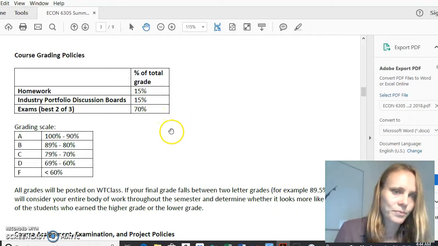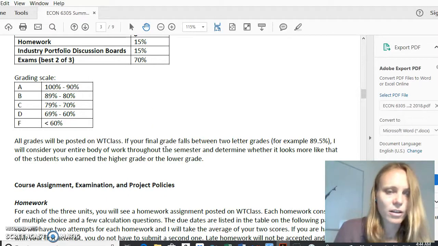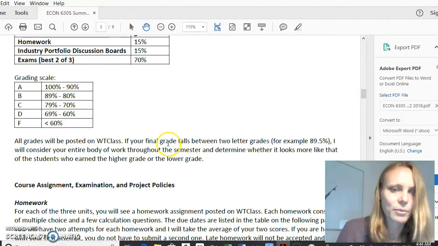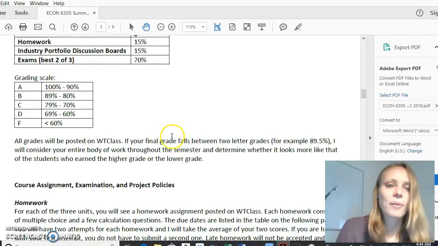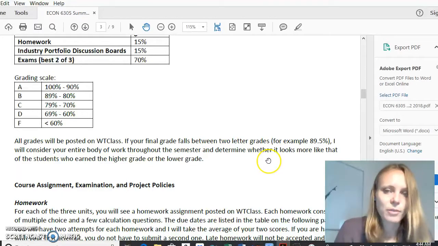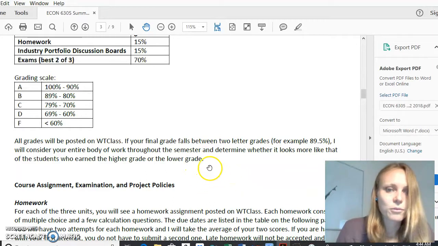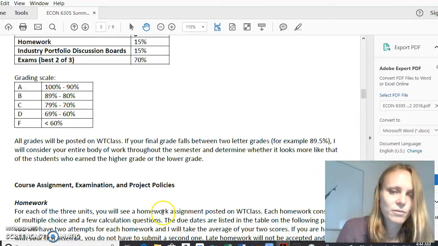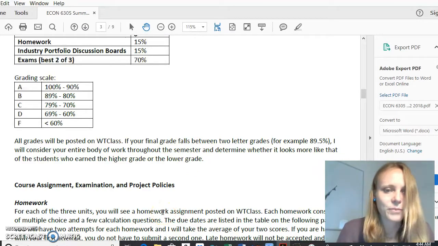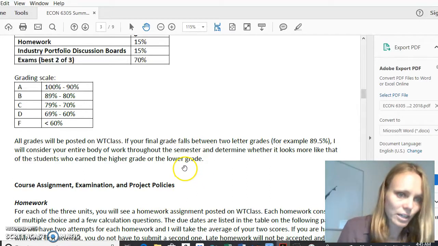The grading scale is printed as well. I always post grades on Blackboard, also called WT class. If your grade falls between 2 letter grades, so say you end up with an 89.5, then I take a look at your individual grade and look at your entire body of work. And if you look more like an A student than a B student, then I'll give you the higher grade. If all of your grades look more like a B student, then I'll give you the lower grade.